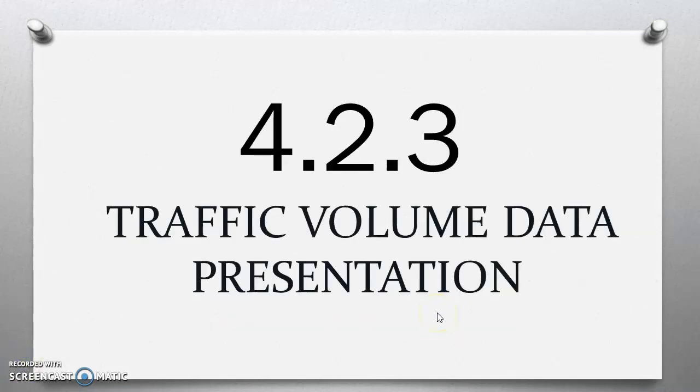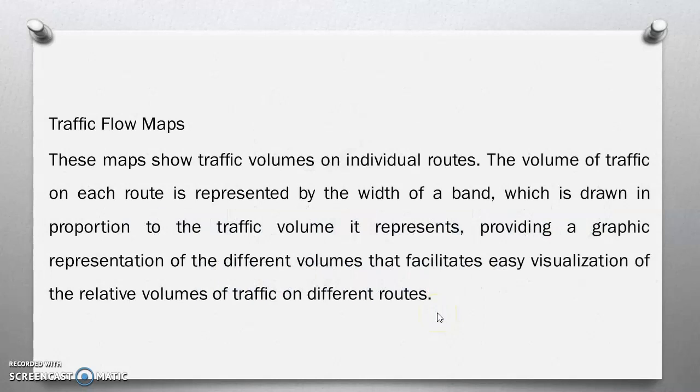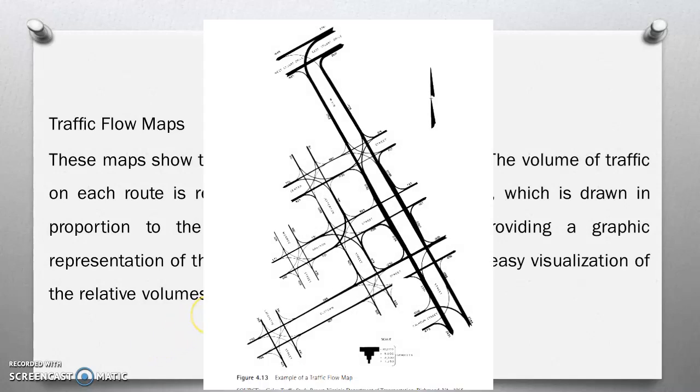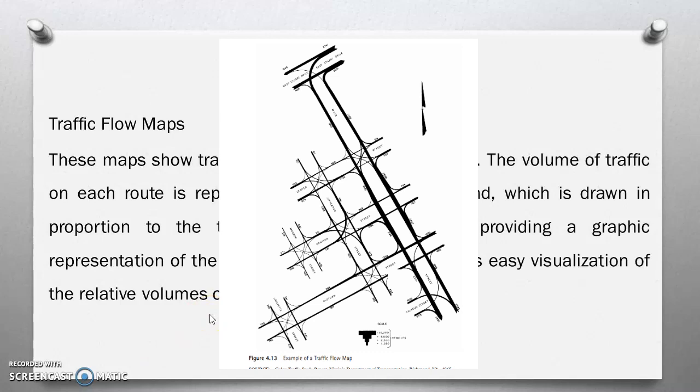Traffic volume data presentation. Traffic flow maps are maps that show traffic volumes on individual roads. The volume of traffic on each road is represented by the width of the band, which is drawn in proportion to the traffic volume it represents, providing a graphic representation that facilitates easy visualization of the relative volumes of traffic on different routes. This is an example of a traffic flow map.